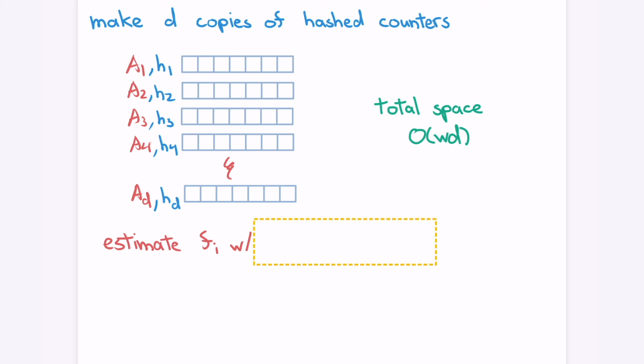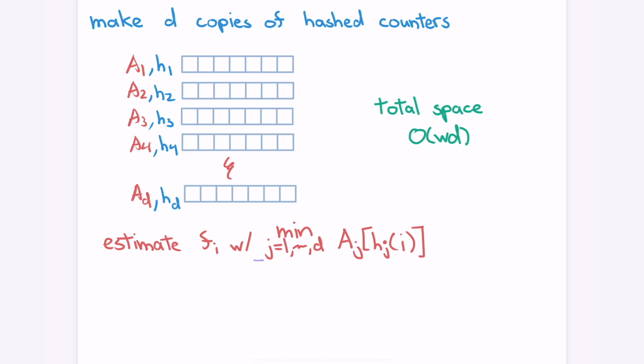Why the min? Average is totally sensible. In some cases, it's the only thing you can do. But here we can actually do something stronger because they're all overestimates. So the best estimate is always the smallest one. So we're going to return the min.